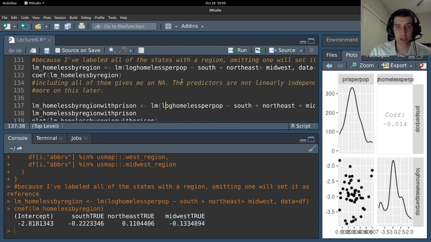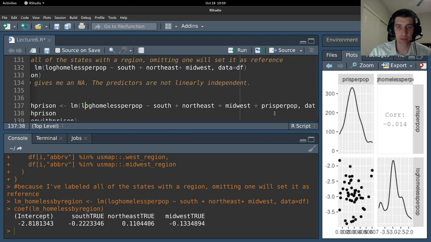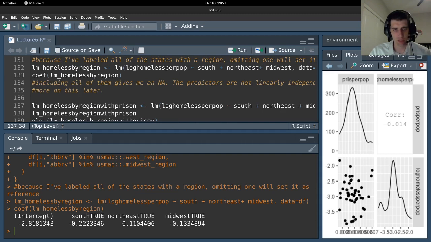And then I'm going to do the same where I include incarceration rate as a predictor. Let me just go through and interpret these really quick, right? This is saying that for the western region, my estimate of the log homelessness rate is almost 10 to the negative 3, so 10 to the negative 2.8, because I'm working on a log scale here. Then the southern region has lower homelessness rates, the northeastern region has higher homelessness rates, and the Midwest has lower homelessness rates, relative to the western region, because that's how I interpret those contrasts.